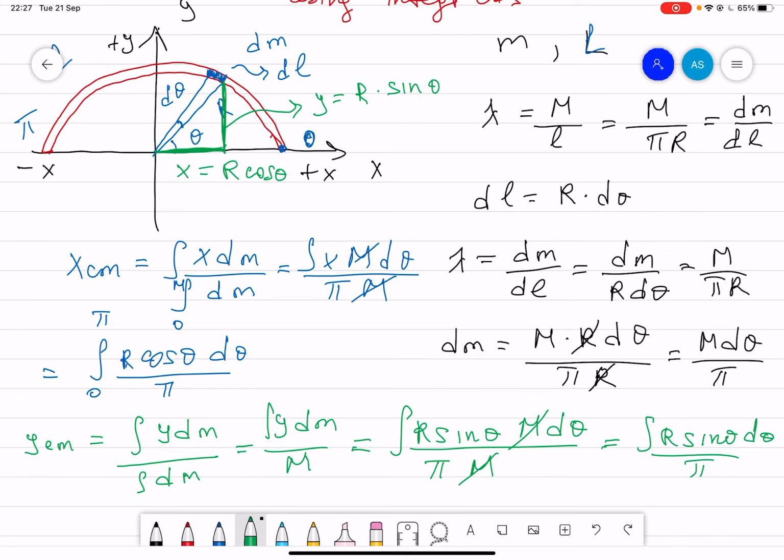Now what are the limits for y? Also from 0 to pi. So that's it. You have to integrate it, then put in the limits, and you can get the center of mass for x and also for y.